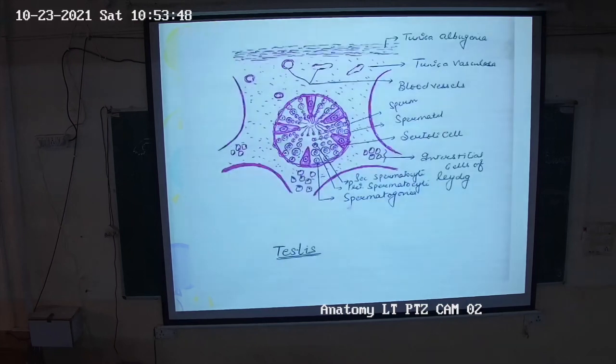In cross section, you will see a covering which is the tunica albuginea. Then this tunica albuginea sends septa in the form of the mediastinum, which again divides into different lobes. Each lobe has 2 to 3 seminiferous tubules. And if we cut this seminiferous tubule in cross section, they appear circular. Okay? Now the germinal epithelium has two types of cells, spermatogonia and Sertoli cells.